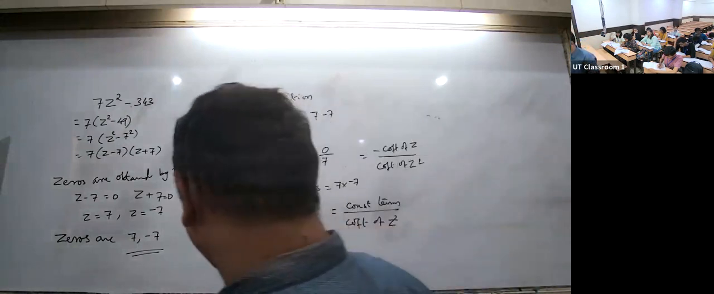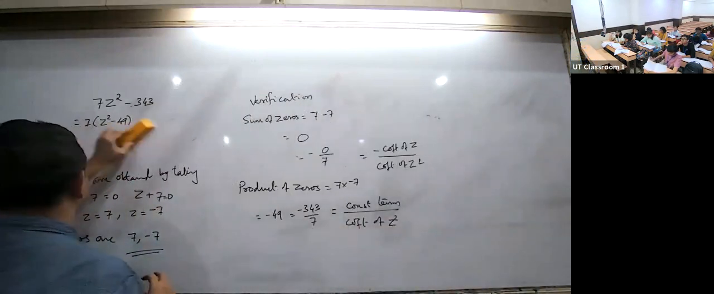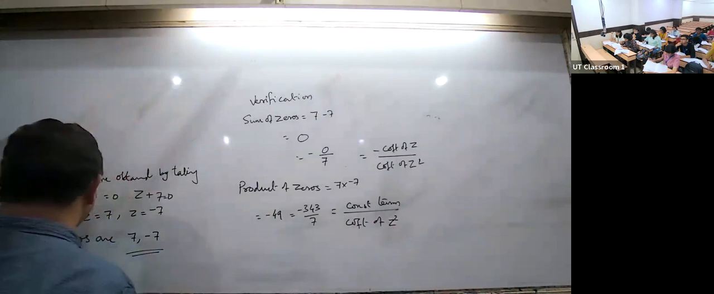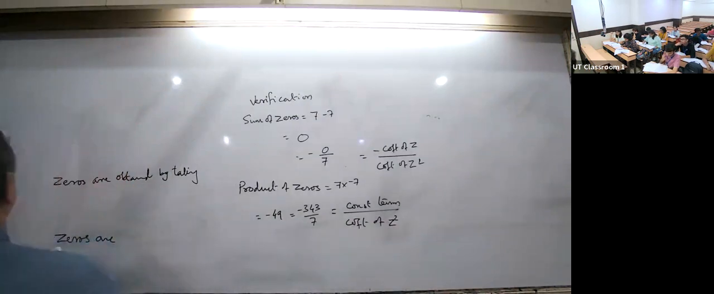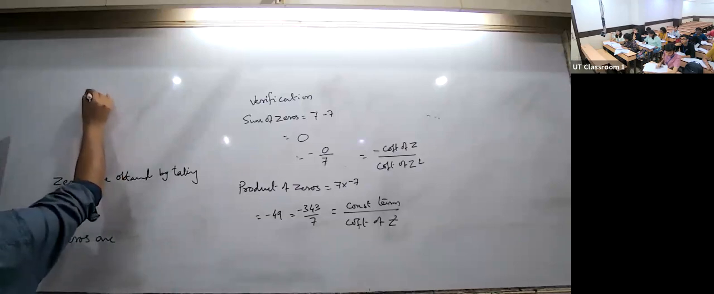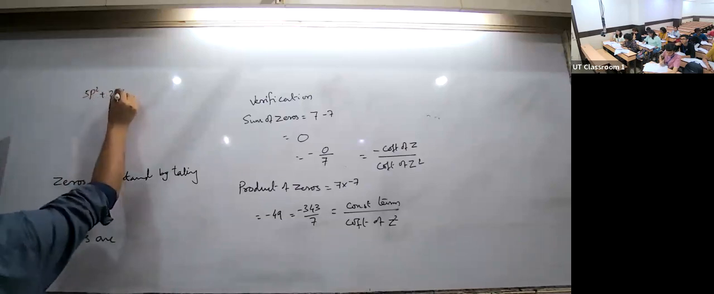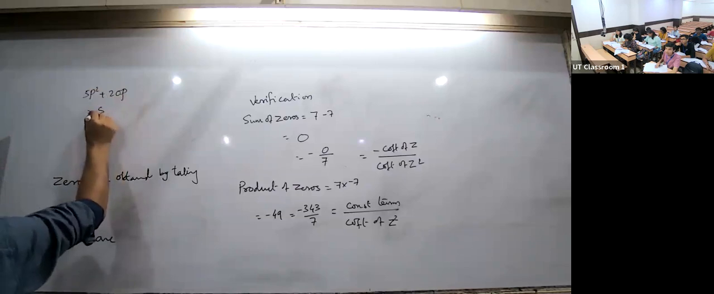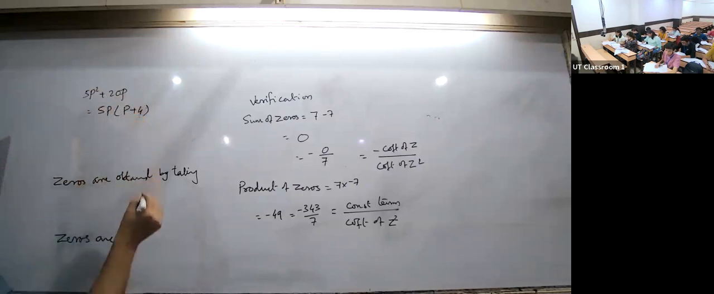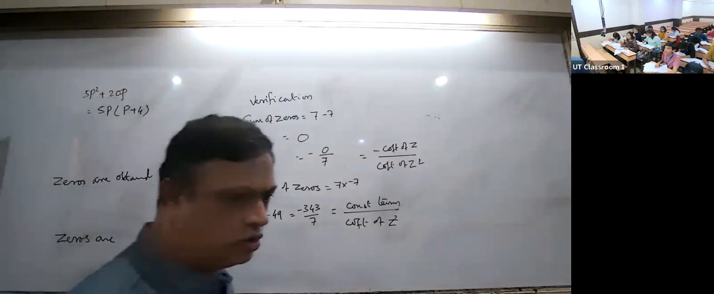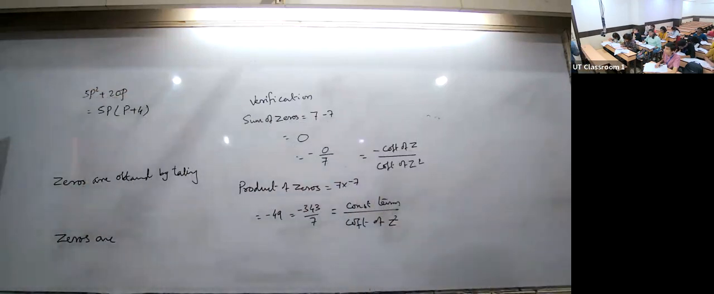Okay. Next one. Completed. What is the next equation? 5p square plus 20p. 5p squared plus 20p. So what is common? 5p. 5p is common. So what is it? p plus 4. The factorization. 5p, factorization now, no? Yes. Then you can do. Continue.